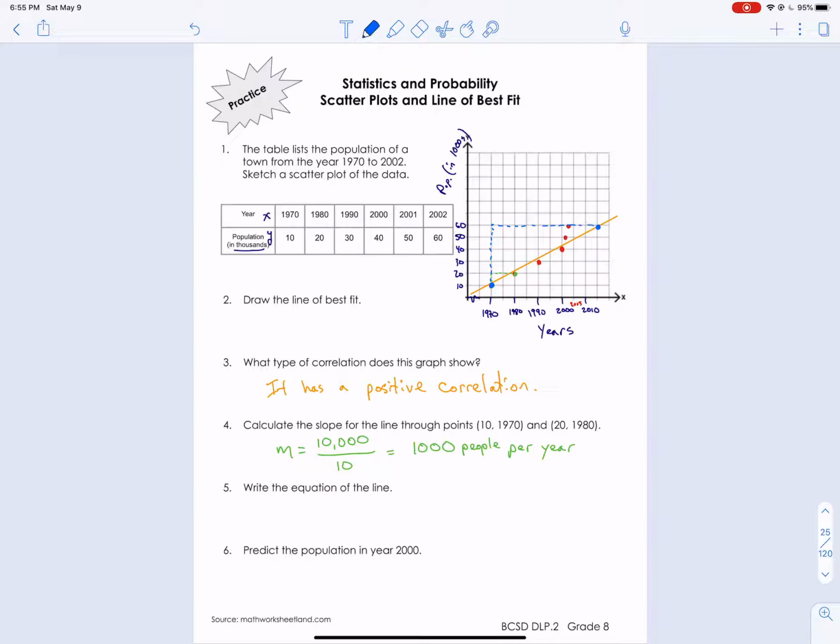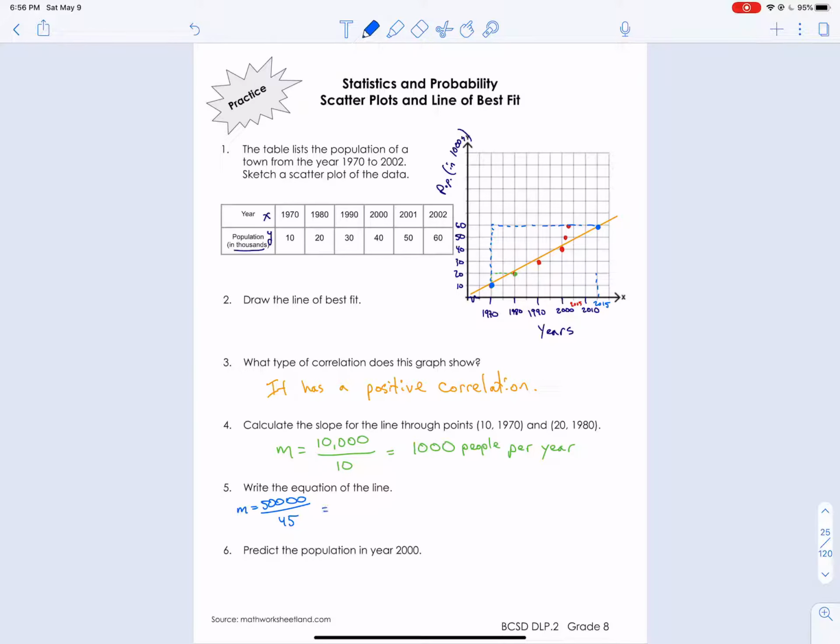And we do that. Okay, so how much do we go up? We go 50. So we need the slope. So 50,000. Right? From 10,000 to 60,000. It's 50,000. And over how many years? Okay, so this would be 2015. From 1970 to 2015. So from 1970 to 2000, that's 30 years. Plus another 15, so that's 45 years.